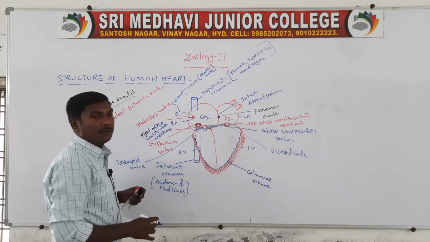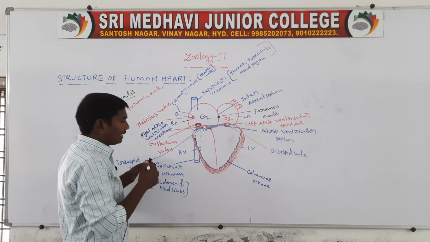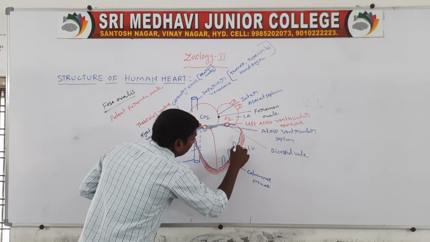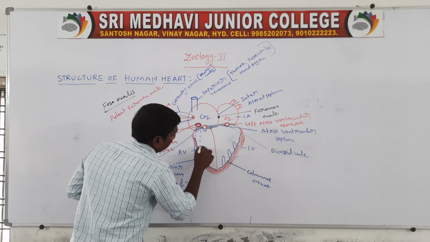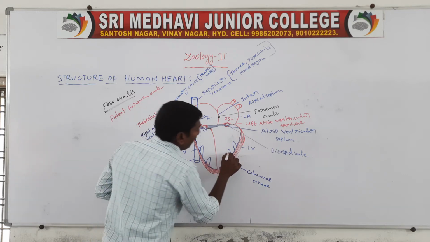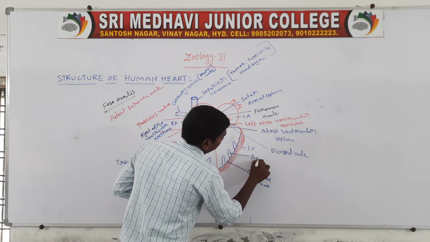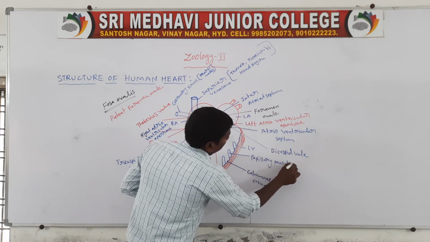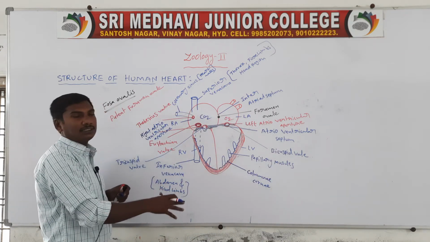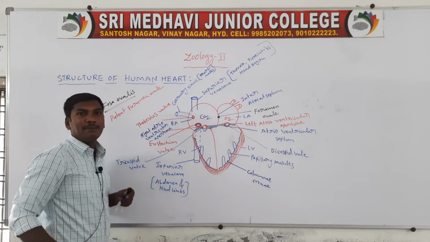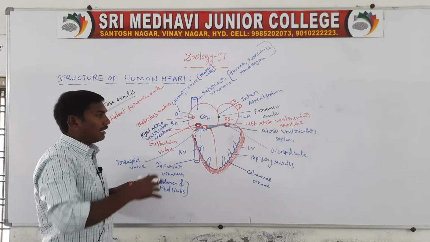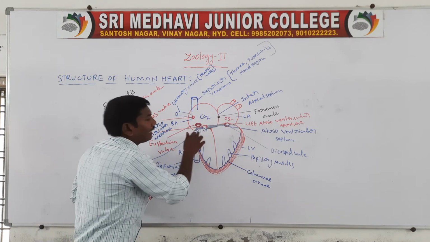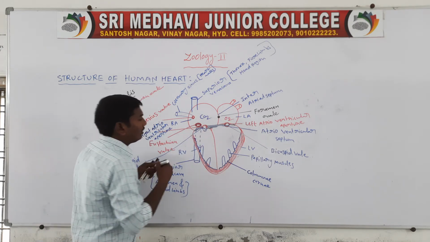Columnae carneae. These columnae carneae include some large, conical-shaped structures, which are called the papillary muscles. The papillary muscles connect to the bicuspid and tricuspid valves through the heart strings.